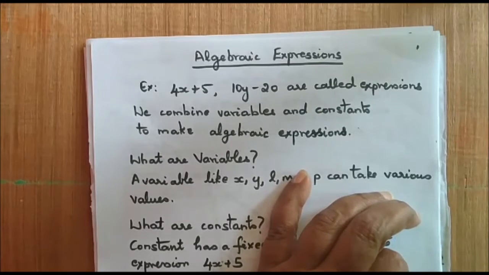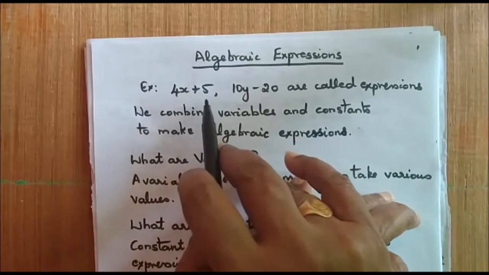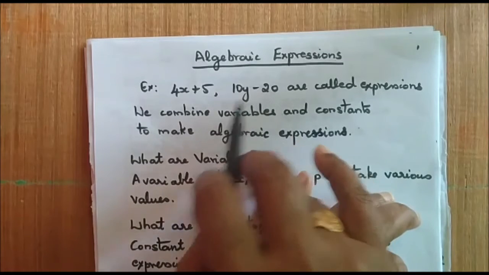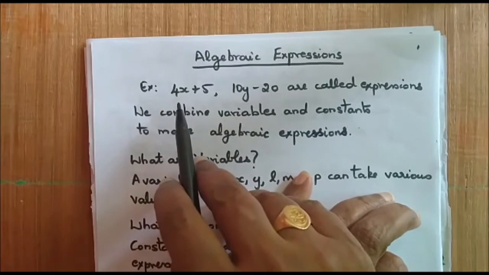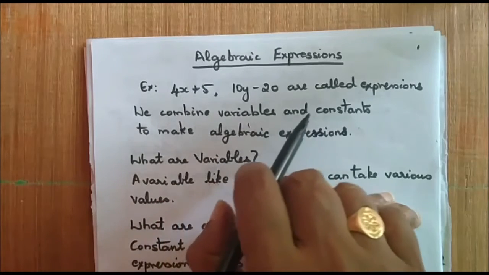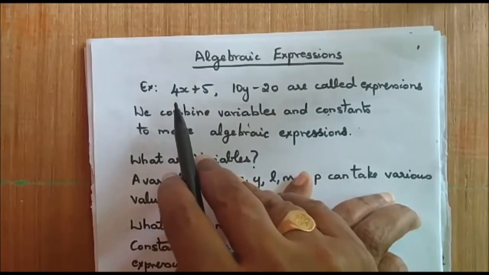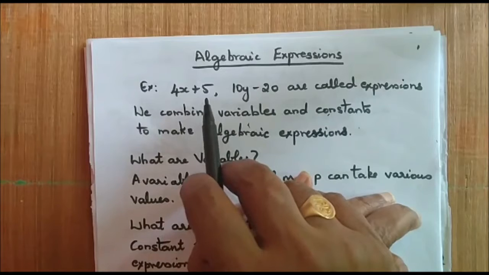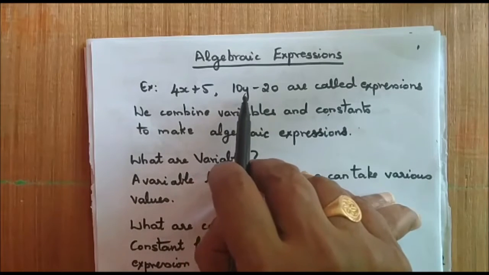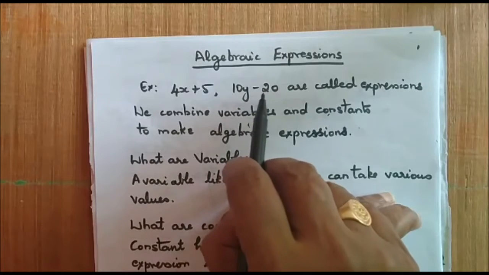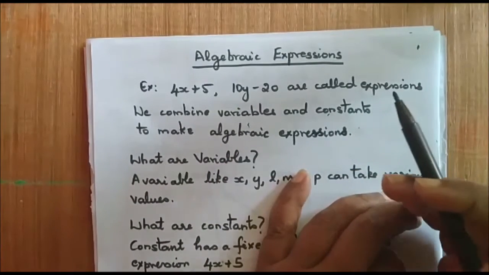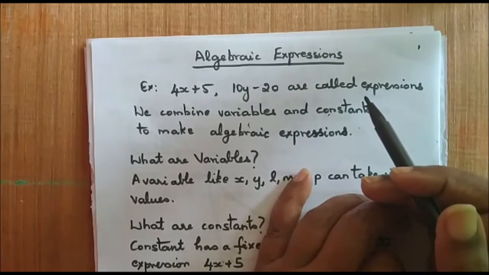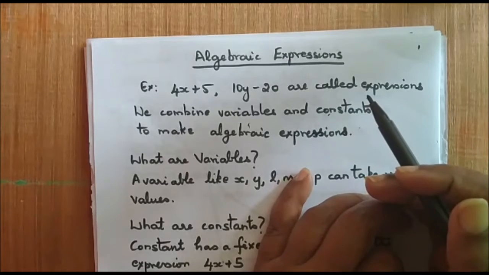Now let us take an example, 4x plus 5. This is an example of an expression. 10y minus 20. This is also an expression. Now, an expression is nothing but a combination of variables and constants. What is variable here? In 4x plus 5, x is the variable, 5 is the constant. And similarly, in 10y minus 20, y is the variable and minus 20 is the constant. So, the variables and constants are joined together by addition and subtraction to form expressions.